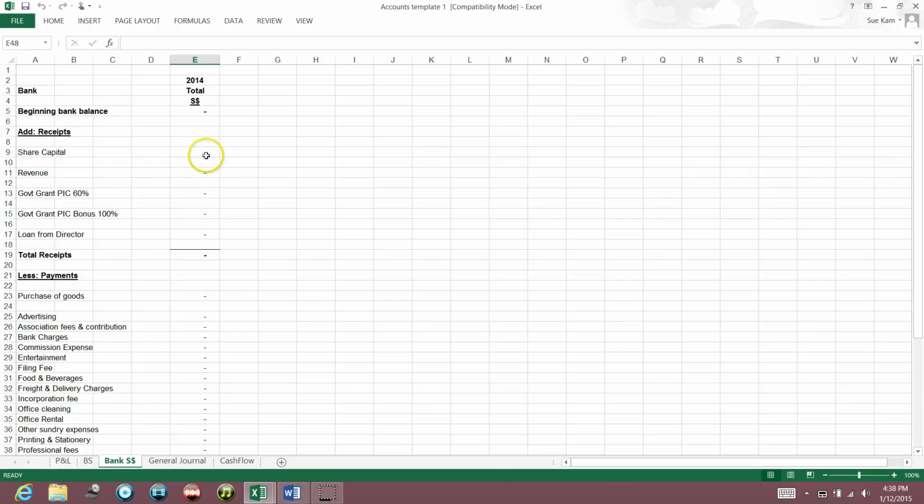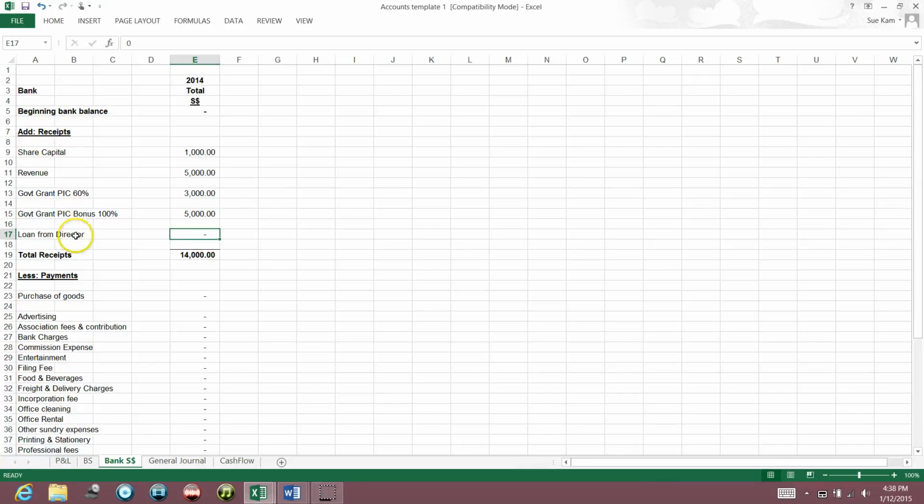So you go and compile all these figures. Then you just key in. For example, my company share capital is 1,000. My revenue maybe 5,000. Then government grant PIC 60%, maybe I got 3,000 from the government regarding PIC 60%. Then the PIC bonus maybe I got 5,000. Then loan from director. You see all this receipt.